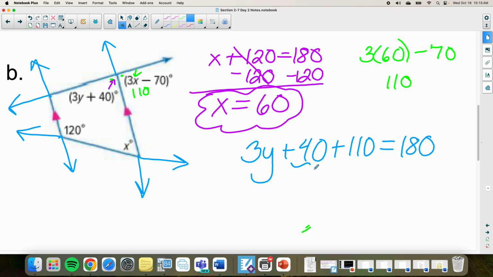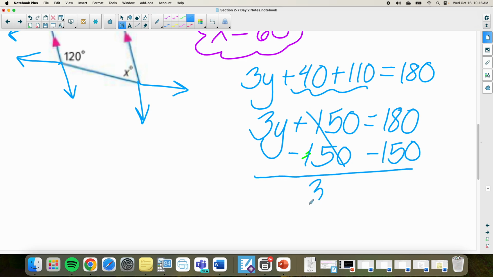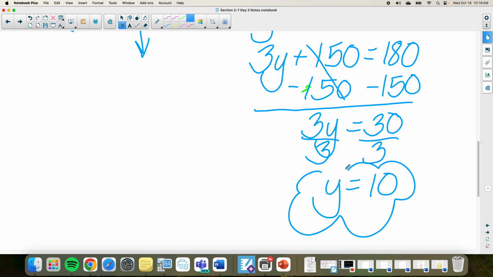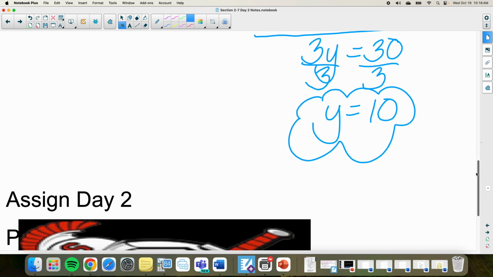So I can go 3y plus 40 plus 110 equals 180. Okay, now these two I can add together. 40 plus 110 is 150. Then I'm going to subtract 150, and I get 3y equals 30. Divide by 3, and y is 10. Okay, so that is my x and that is my y.